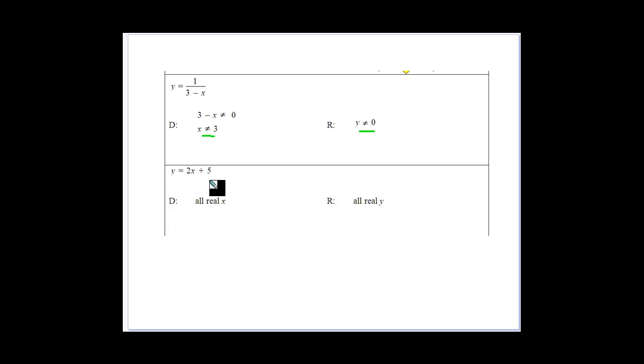This one here, y equals 2x plus 5, not a problem putting any x value in, and we'll get any y value out there. So there's no restrictions, because we can put in different types of numbers for x, and we'll get different values of y. So all real values are legitimate there.